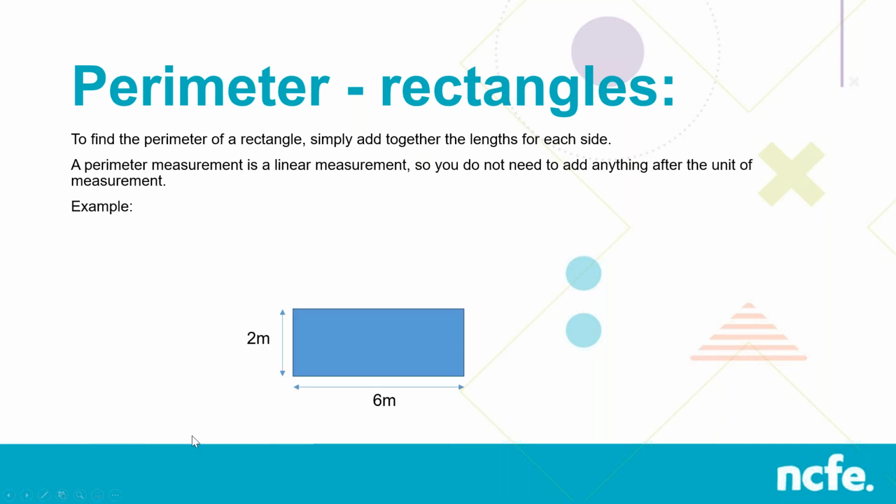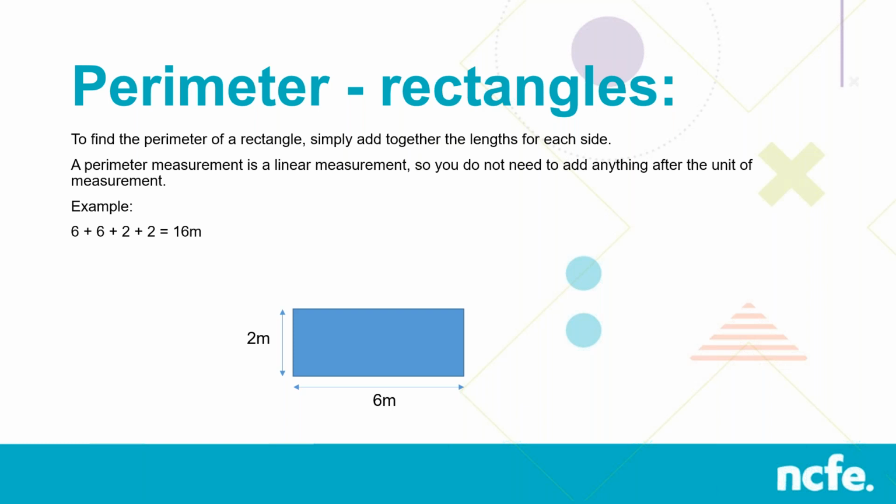In this example, we have a rectangle with sides of 6 meters and 2 meters. We know that if this is 6 meters, then the opposite side is also 6 meters. And if this side is 2 meters, then the opposite side is also 2 meters. So in order to find the perimeter, we just add together 6, add 6, add 2, add 2, and that gives us 16 meters. It's a linear measurement, meaning it's a straight line in a single dimension, so it's measured in meters, not meters squared or meters cubed.